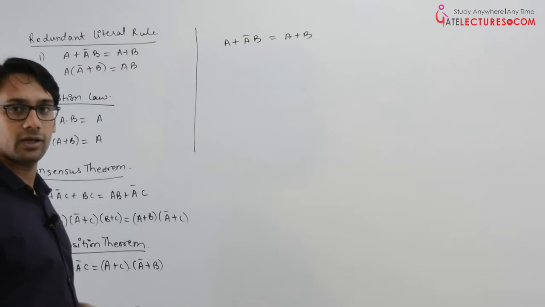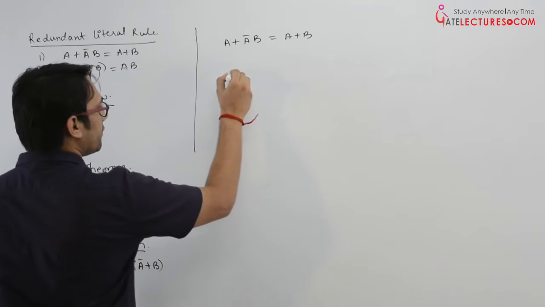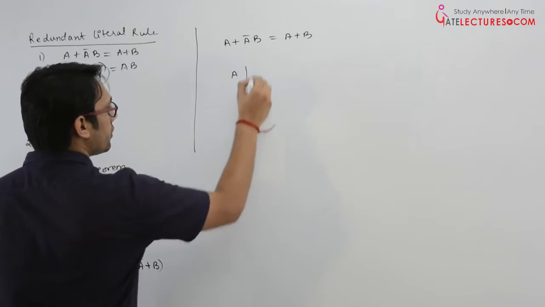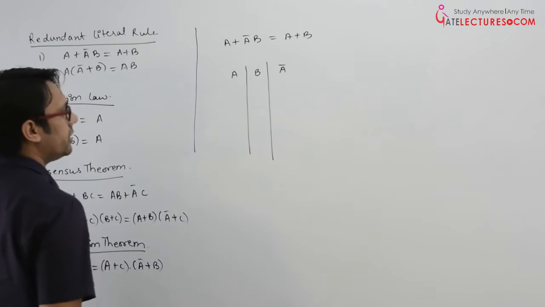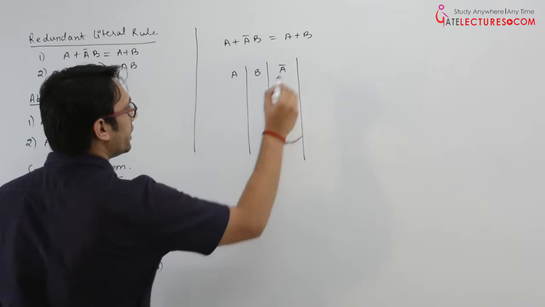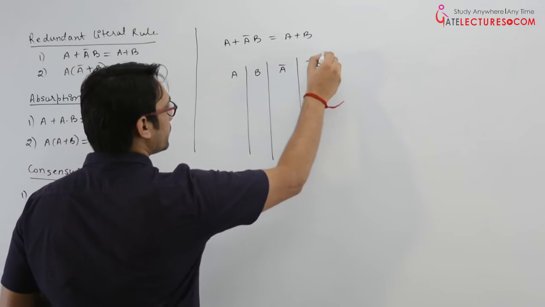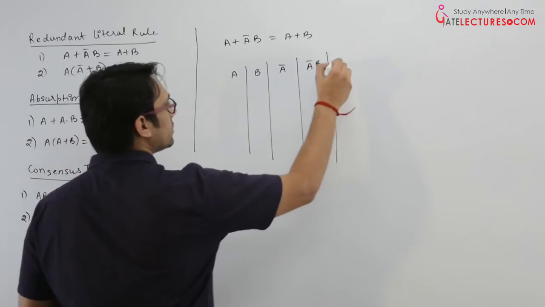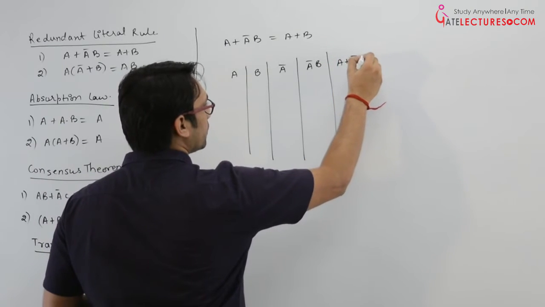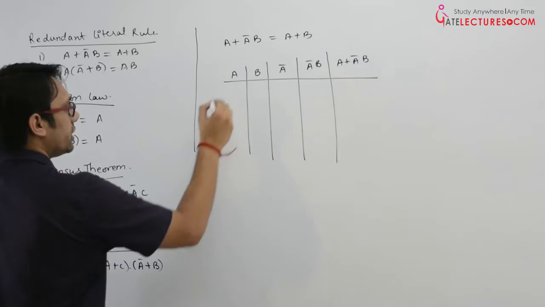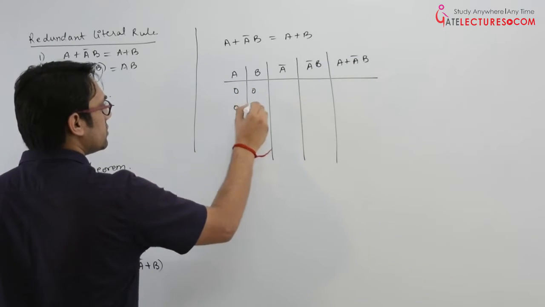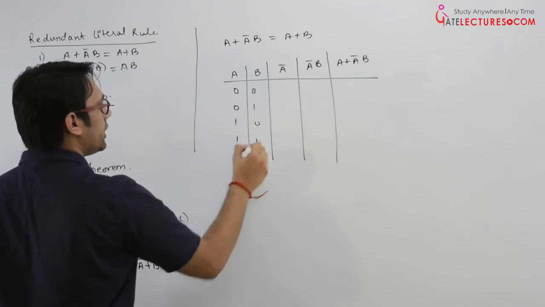Let us try to make a truth table for this. We have A, we have B. Let us try to find A complement. Then we will try to find what is A complement B. Then we will try to find what is A plus A complement B. Okay. So what are the combinations? They can be 0, 0, 0, 1, 1, 0 and 1, 1.